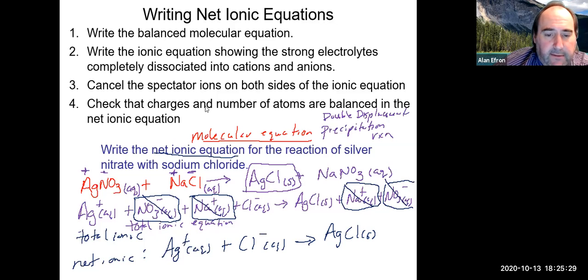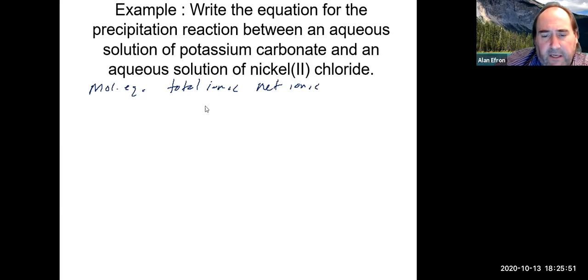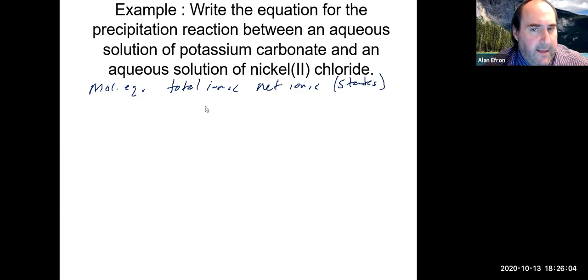All right. So why don't you try another one here? Why don't you do this example, which should hopefully be next. So why don't you write all three equations with their states. So write the molecular equation, the total ionic, and the net ionic of this combination with their states. So take a couple of minutes here and see what you come up with. Three equations, identify the spectator ions and the states of everything, and see what you come up with.